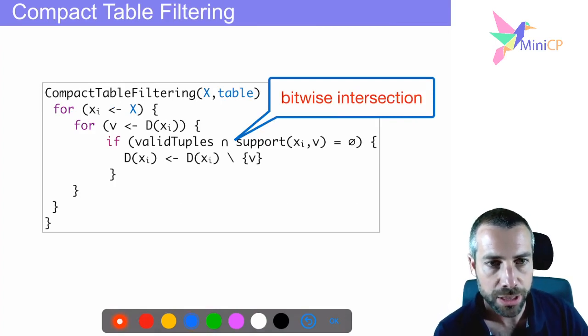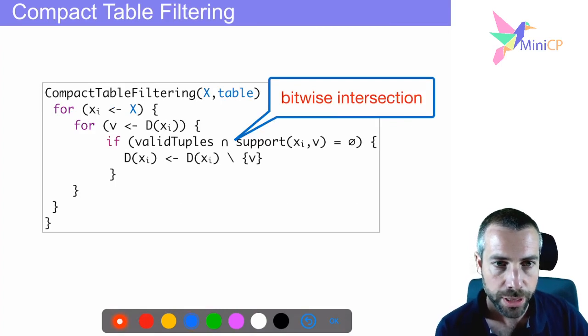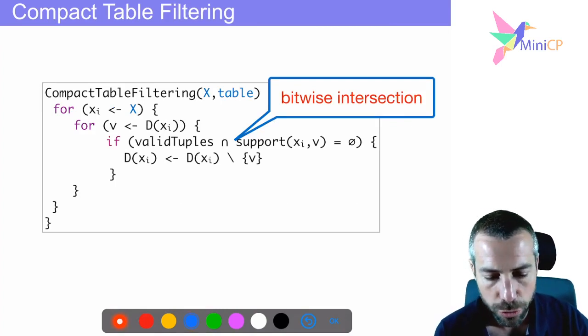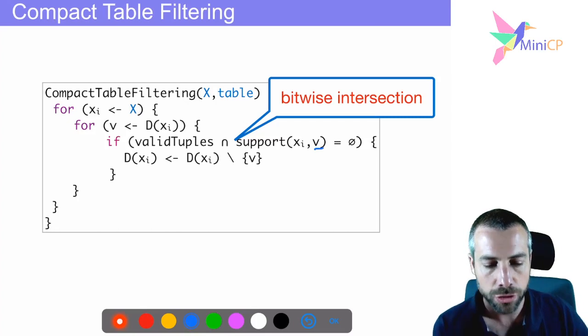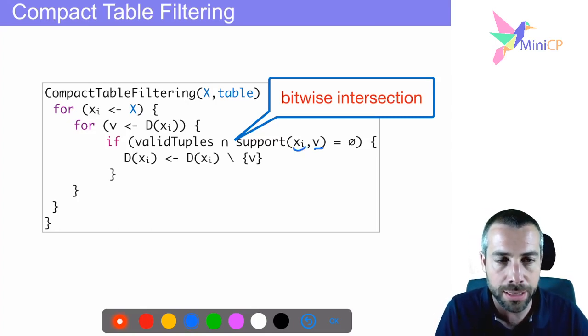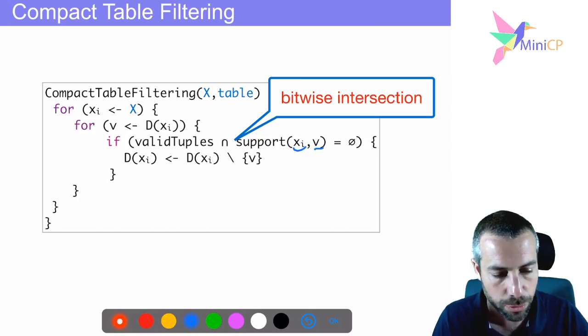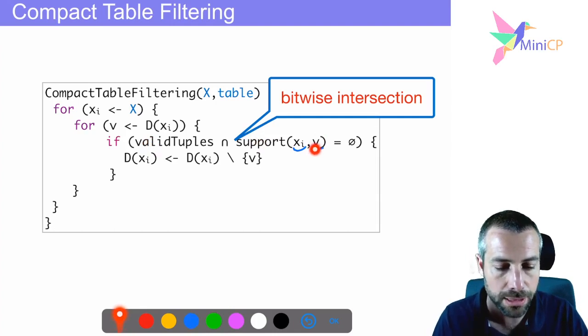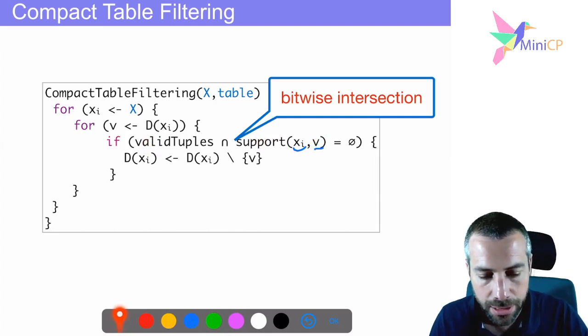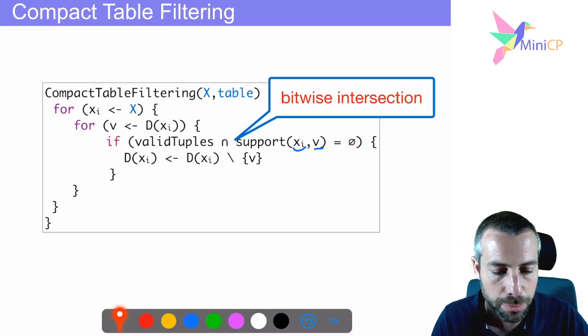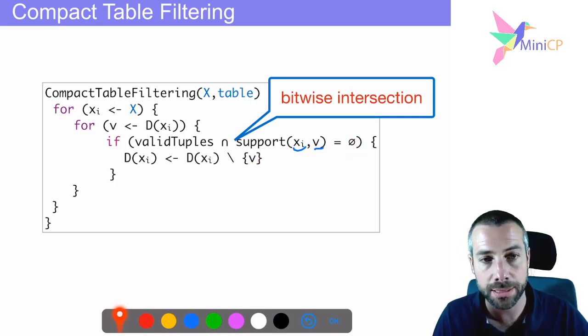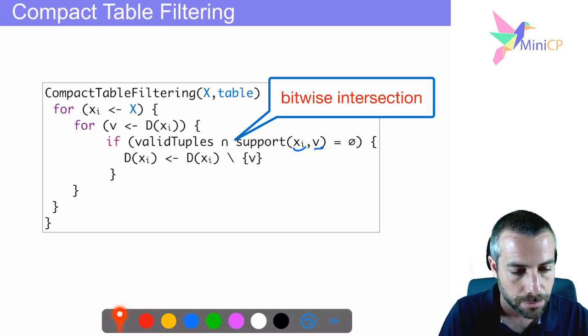Once you've got the valid tuples, you can also do the filtering. To filter a specific value v from the domain of xi, you just need to check if there is some non-empty intersection between this bit set and the one of valid tuples. If you've got a non-empty intersection, it means that this value v is still supported in the table, and so in that case, you do not remove it. On the other hand, if the intersection is empty, you can safely remove this value v from the domain of xi.